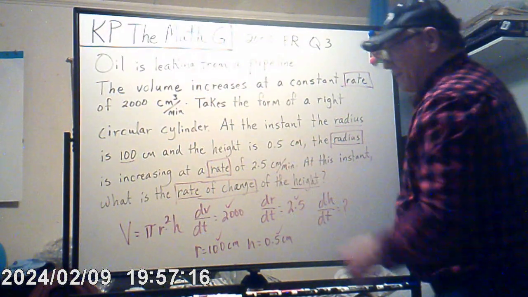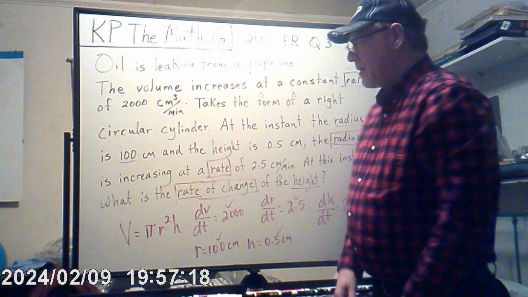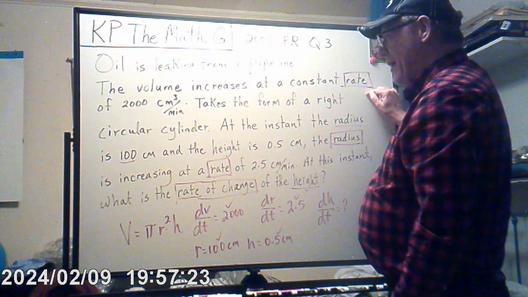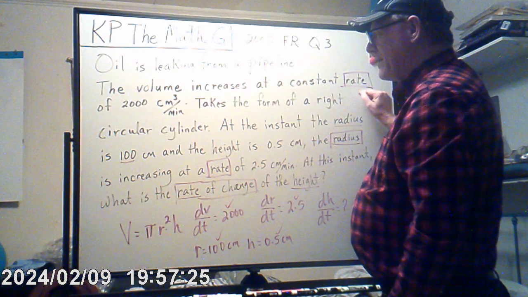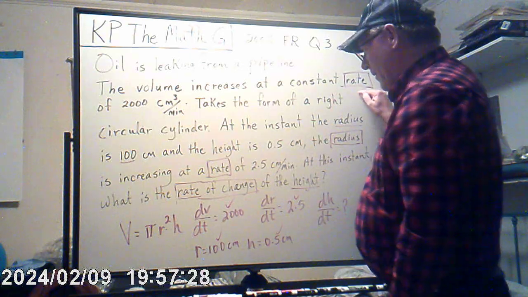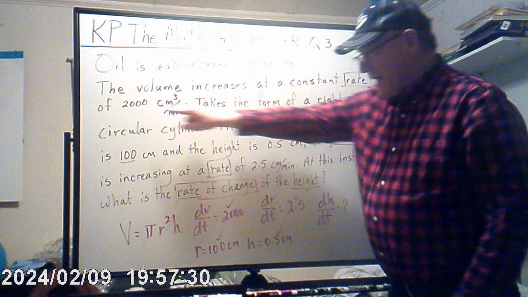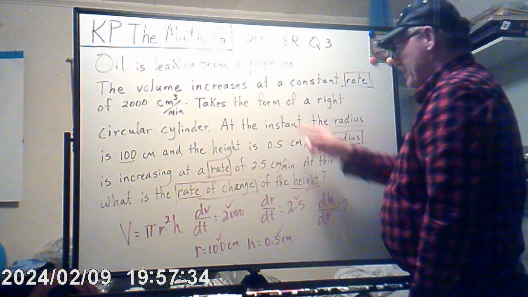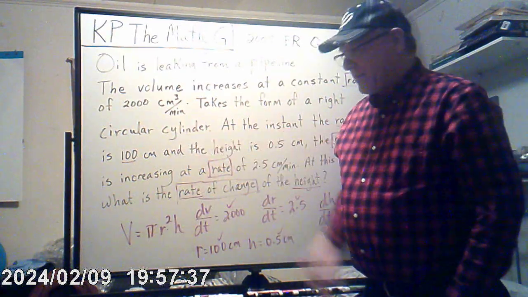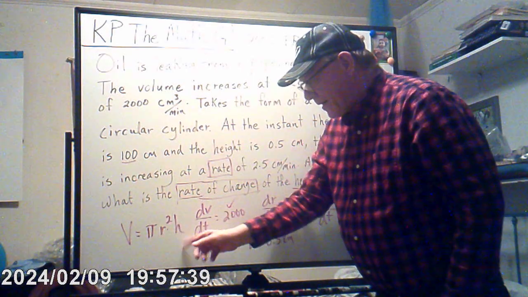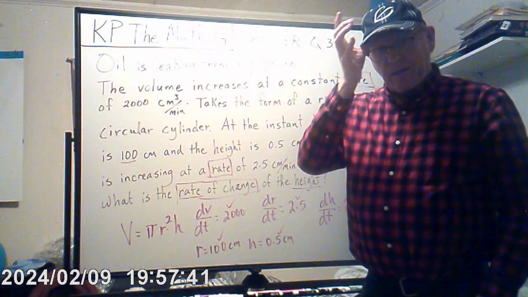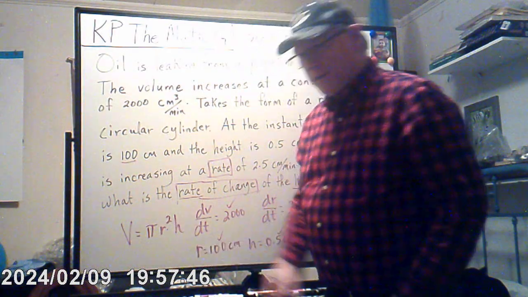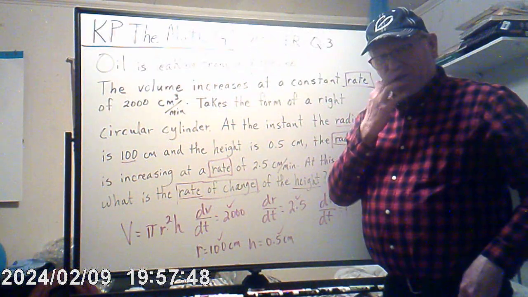The volume increases at a constant rate. dV over dt, the volume's rate, right there. It takes the form of a right circular cylinder. I need to know that V is equal to pi r squared h. If this was a cone, you would say 1/3 pi r squared h, and so on.